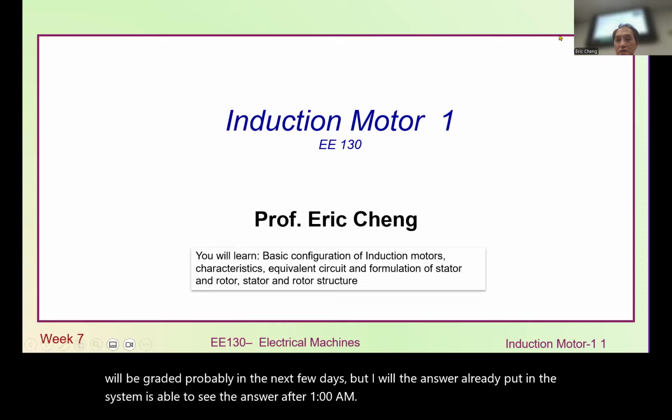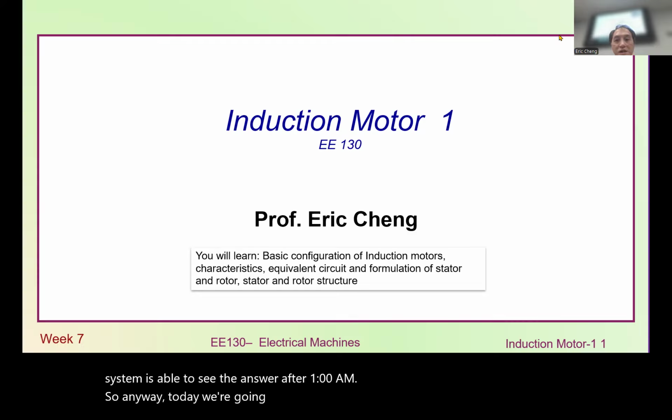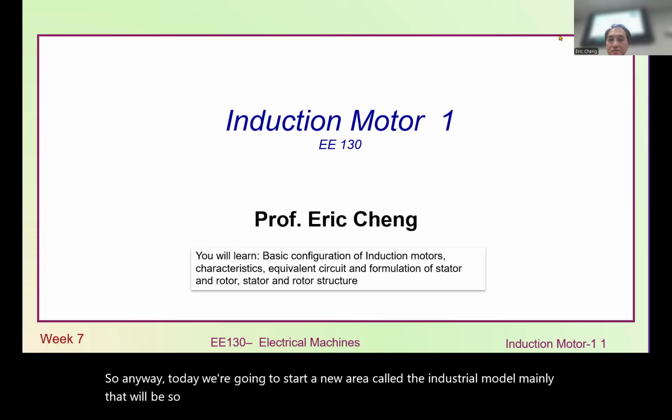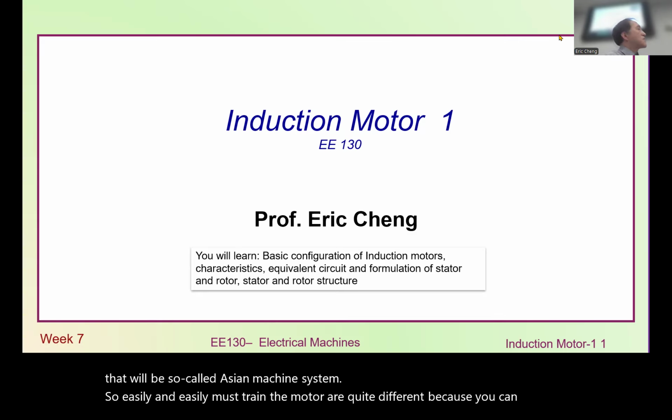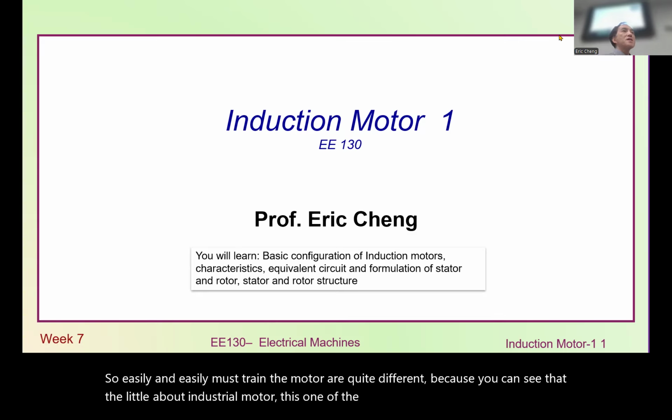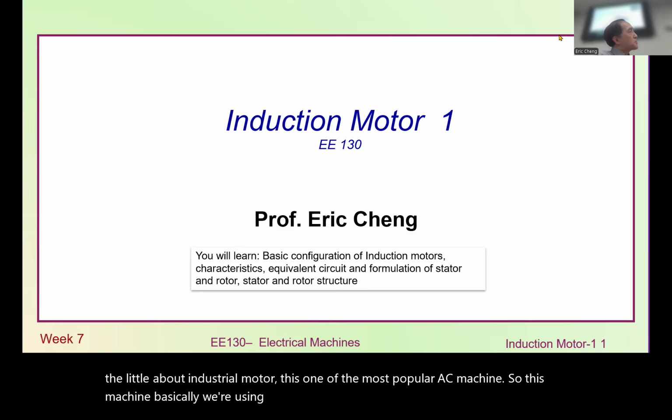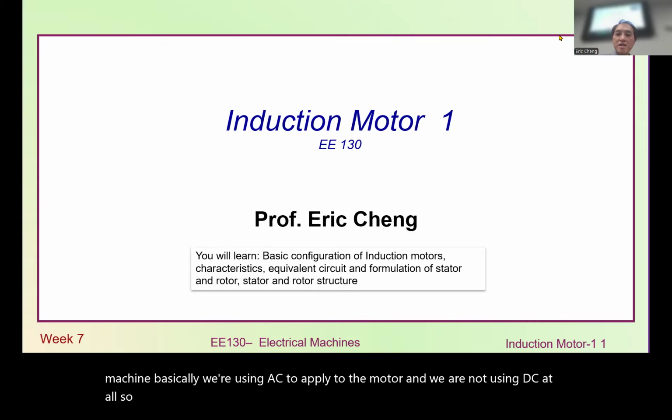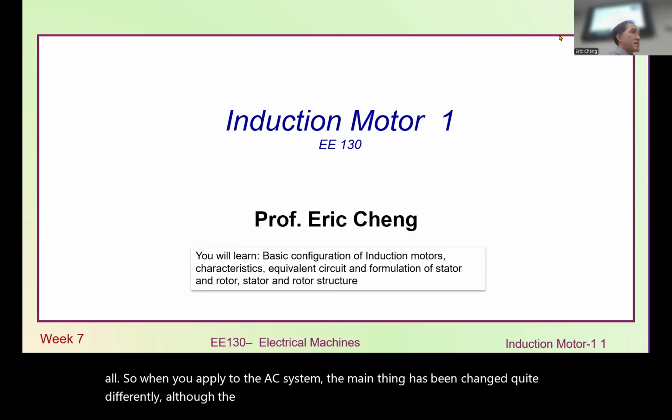Yeah. So anyway, today we're going to start a new area called the induction motor. Mainly that will be the so-called AC machine system. AC and DC machines and motors are quite different, because the induction motor is one of the most popular AC machines. We apply AC to the motor, and we're not using DC at all. When we apply AC, many things change quite differently. Although for motor systems we tend to use three-phase, a single-phase induction motor is also feasible.